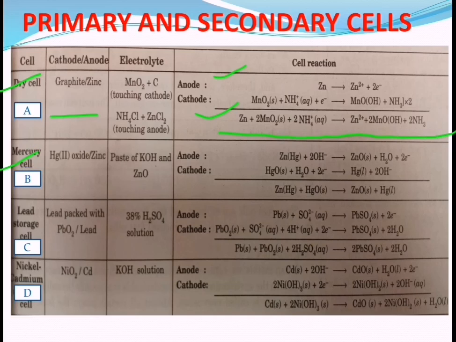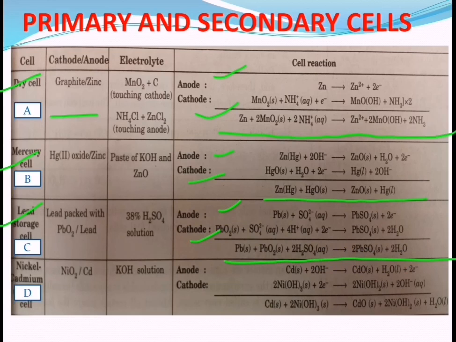Similarly, in case of mercury cell, you have to learn the anode and cathode, the electrolyte that is filled inside the cell, and the reaction that takes place at anode and cathode, and the overall reaction. Similarly, in case of lead storage cell, the lead storage cell is the battery that is used in our inverters. Here you learn which is anode, which is cathode, what is taken inside the electrolytic cell, and the reaction at anode and cathode, and the overall reaction.